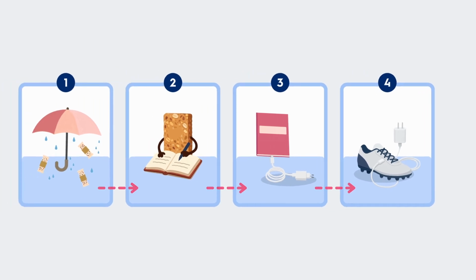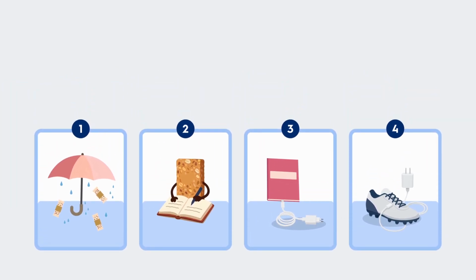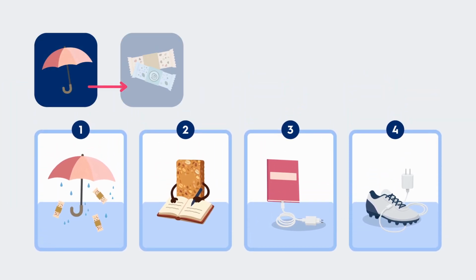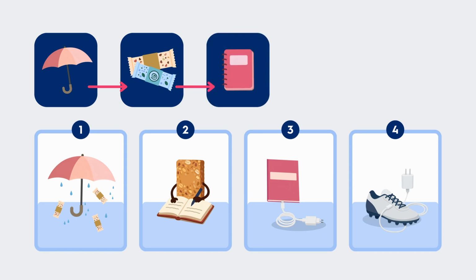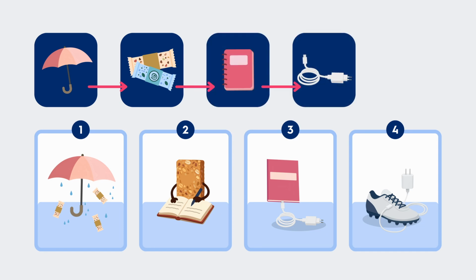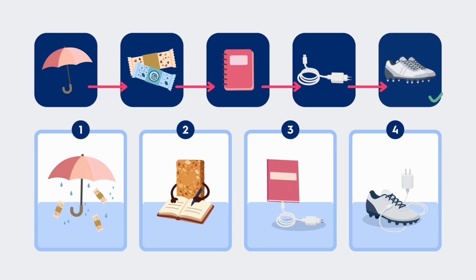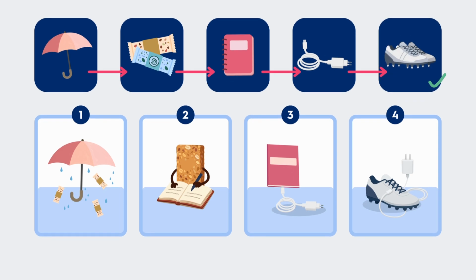Now recall the list by walking through the images. Umbrella leads to granola bar. Granola bar leads to notebook. Notebook leads to phone charger. Phone charger leads to soccer cleats. The pictures act like stepping stones.